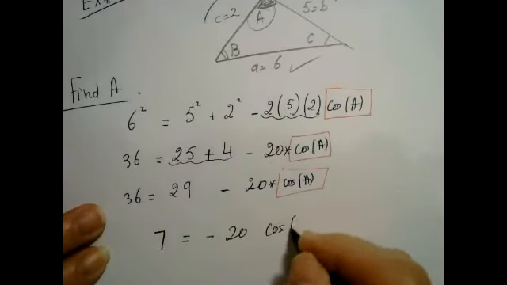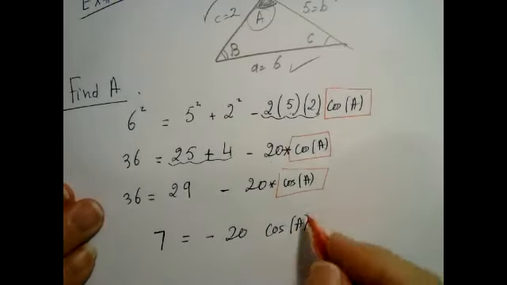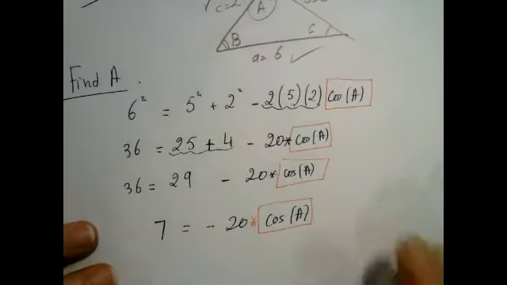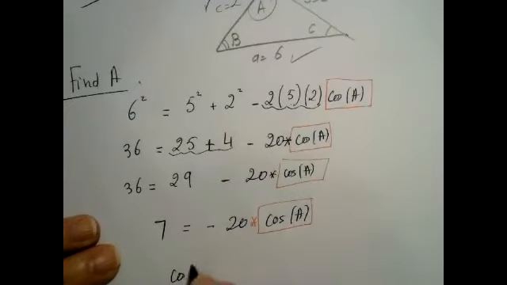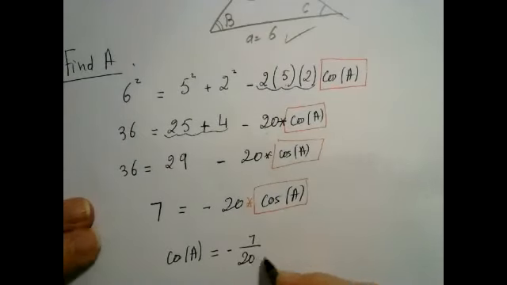Okay, cosine of A. I'm always putting it here in red because I'm emphasizing what's going on. So now what's the cosine of A? Divide by negative 20. So we get minus 7 over 20. We don't have to simplify it any more than that. But I need A, that's the cosine. I need the angle. I don't have my calculator, so I don't know.